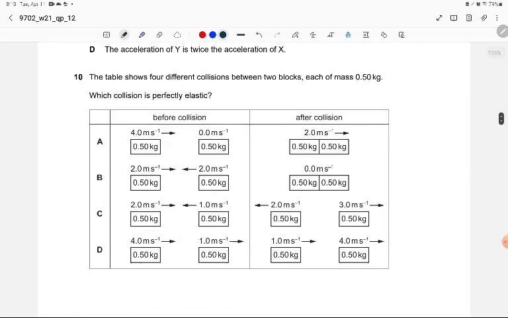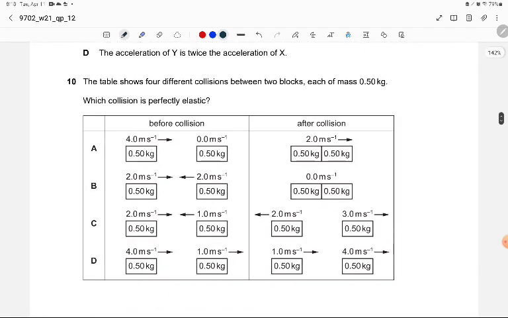Okay. Oh my God. The table shows 4 different collisions between 2 blocks, each of mass 0.50. Which collision is perfectly elastic? Well, for elastic collisions, I taught you guys a method known as the law of restitution.